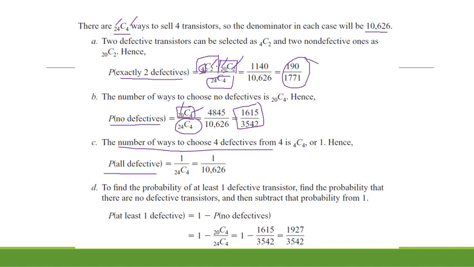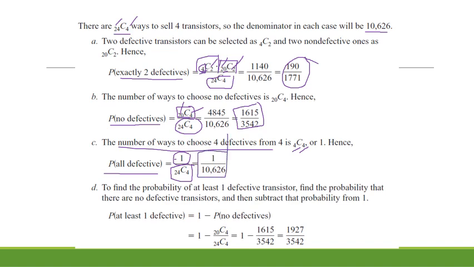That means everything you get is defective. As I said, we have 4 defectives, and at the same time we sell 4 times. So that is the combination of 4 objects, the 4 transistors, taken 4 at a time, for 4 defectives. So that is 1, 1 over the total number of ways to sell, which is the combination of 4 objects taken from 24. Okay? So this is now the probability of getting all defectives.